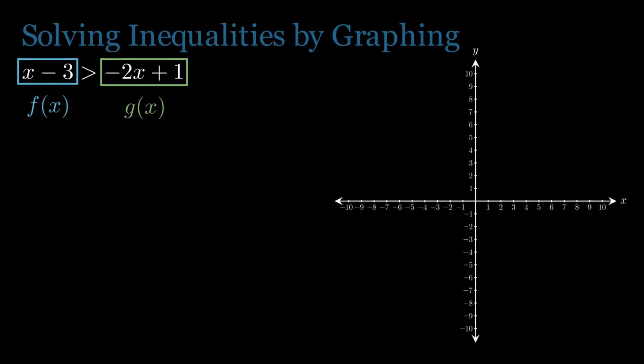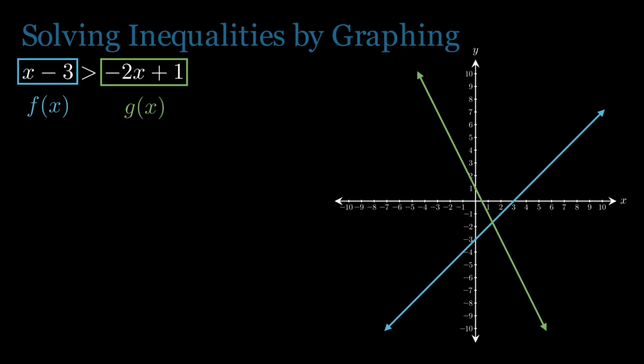Now we will graph both of those functions on one coordinate chart and acknowledge that f of x and g of x are simply the y-coordinates of the points on each graph. So what we're trying to find is where those y-coordinates of the blue graph are more than the y-coordinates of the green graph. In other words, vertically speaking, where is the blue graph above the green graph?